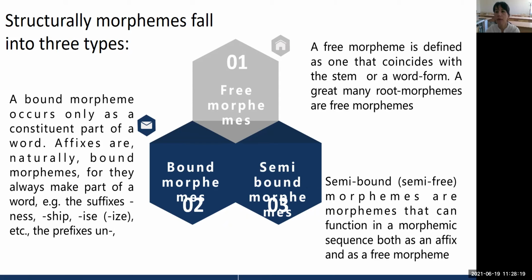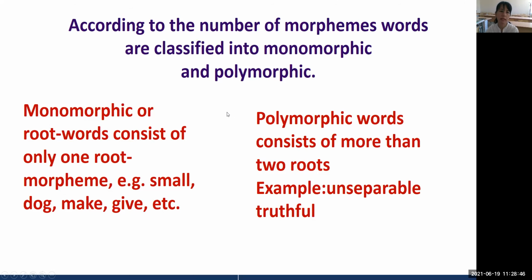Or the word half. For example, half an hour. Here, students, in half an hour, half functions as a word, but when we say half done, here the word half is not an independent word. This is the bound morpheme. So they are called semi-bound or semi-free morphemes, students. Okay, so let's go to the next one.